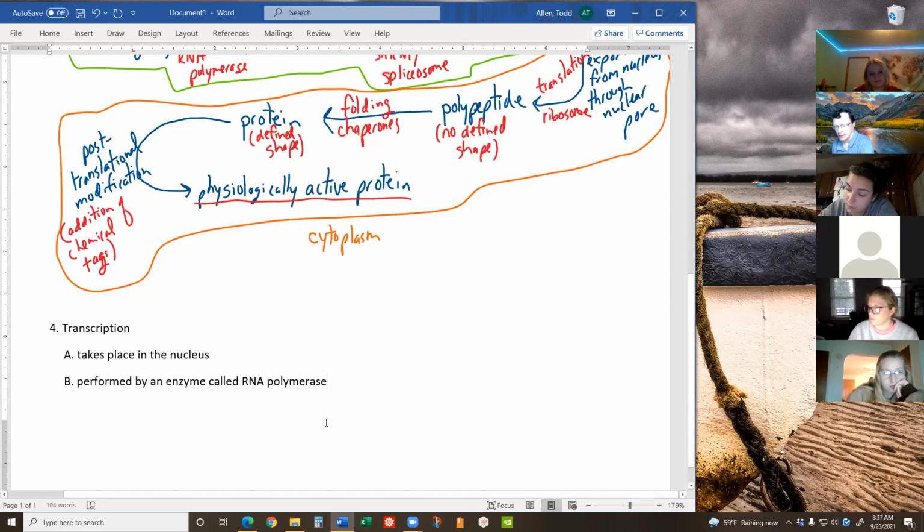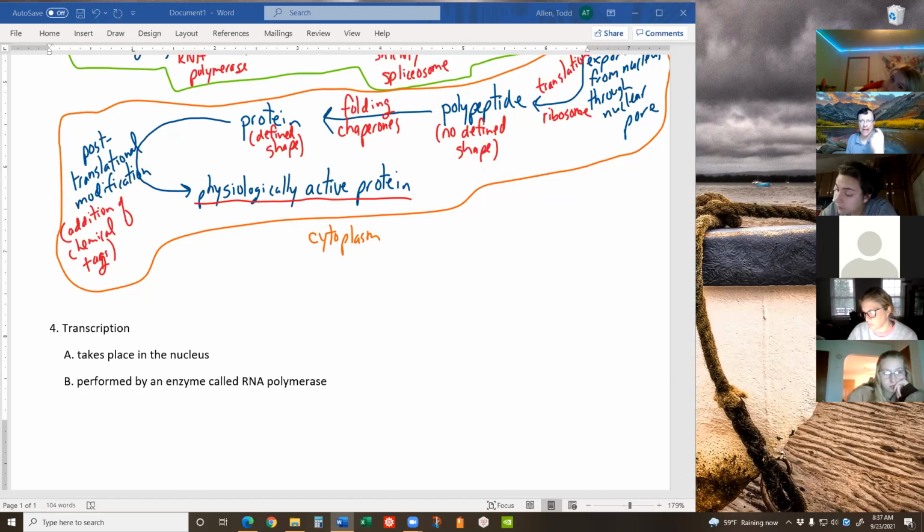I want to see if you can answer a question in the chat window. So we're telling you in your notes at this time that there's an enzyme in the nucleus called RNA polymerase, which is used to perform the process of transcription. In the chat window.